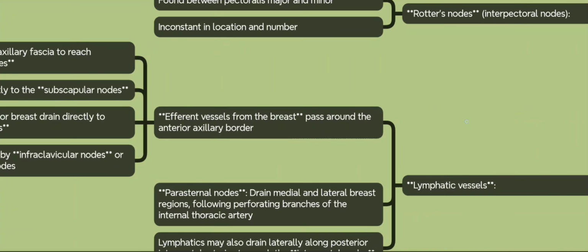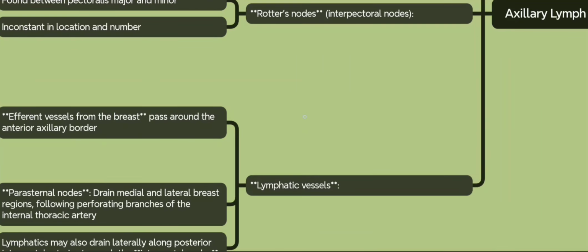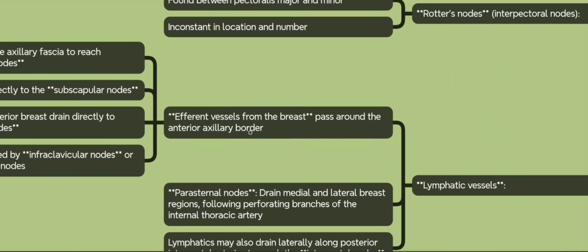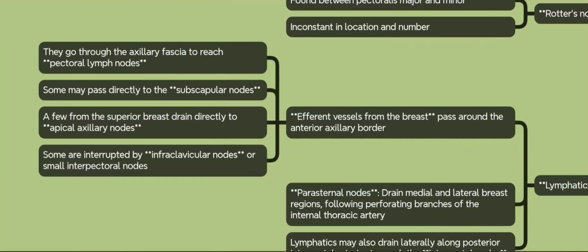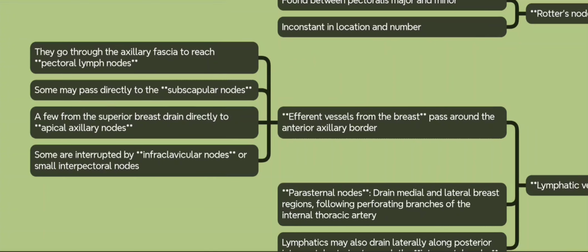So regarding the lymphatic vessels, the efferent vessels from the breast pass around the anterior axillary border. They go through the axillary fascia to reach the pectoral lymph nodes. They can pass directly to apical or subscapular nodes. Some may be interrupted by Rotter's nodes.